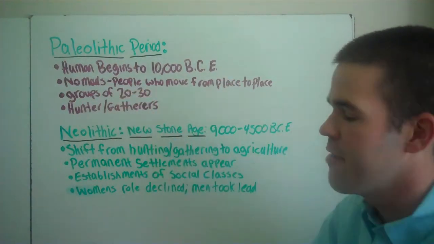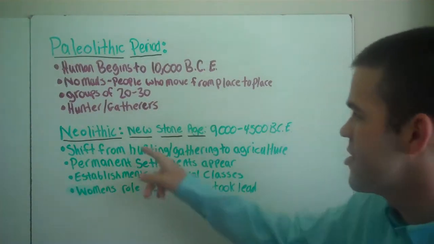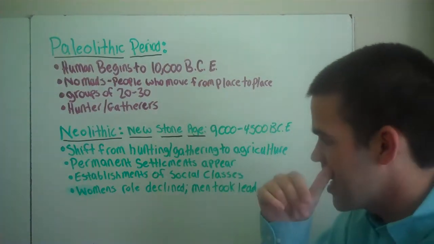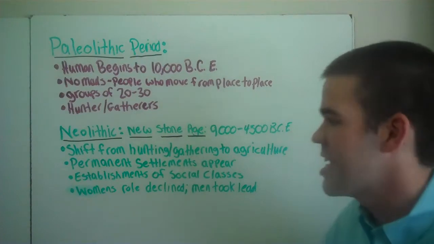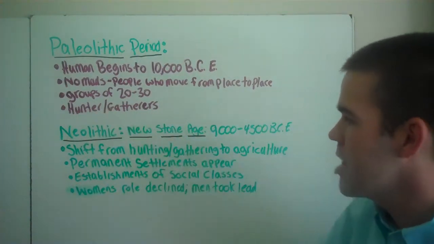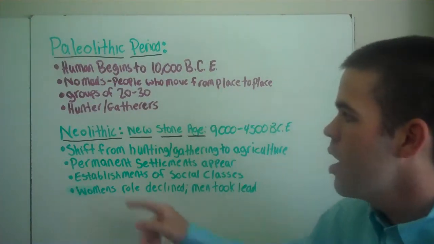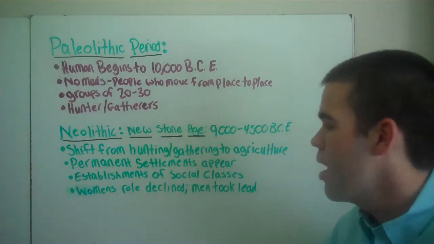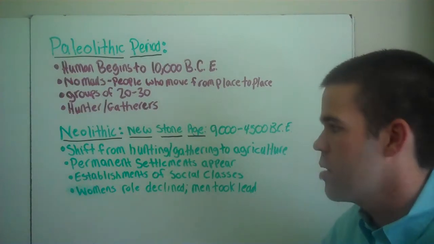Now the Paleolithic eventually merged into the Neolithic. The Neolithic is also known as the New Stone Age. It existed from about 9,000 BCE, or before Common Era, to 4,500 BCE. It is a shift from the hunters and gatherers in the Paleolithic period to more farming and to more agriculture. In the Neolithic period, permanent settlements begin to appear. The first cities begin to appear. The first towns begin to appear.